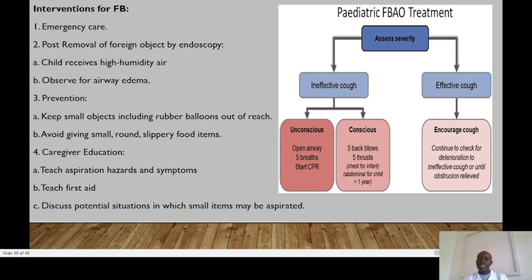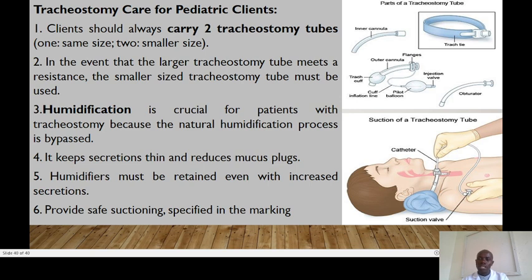Okay guys, so that's the end of our presentation, guys. We really appreciate you for the different conditions that you have been following through this presentation, starting from the epiglottitis up to this case where we have looked at the foreign body. Right, so we can finalize by looking at the tracheostomy care for pediatric clients.